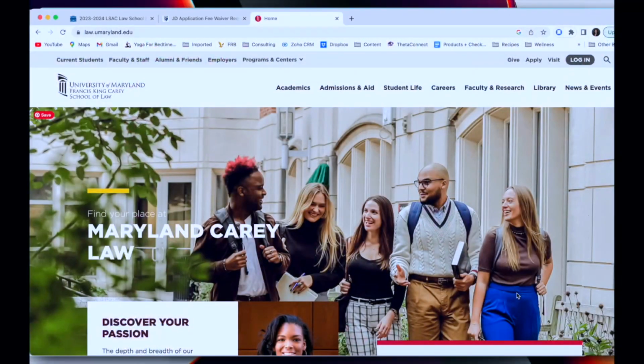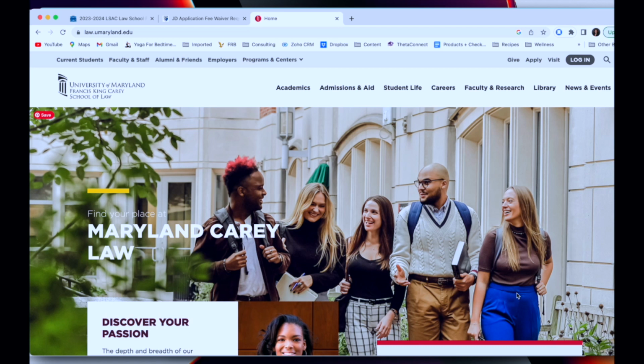One of those ways is by going to admissions events that the schools host. A lot of times schools will host their own admissions info sessions and open houses, whether that's in person or virtual. And a lot of times you can find that just by going to the school's website. So for example, if you take the University of Maryland, Carey School of Law, and I choose University of Maryland because I'm a proud Marylander, good Terps.